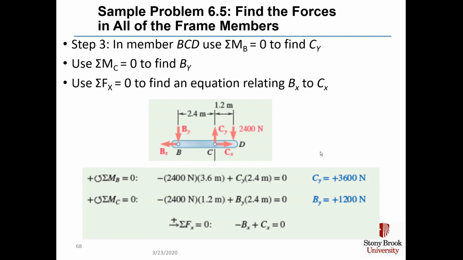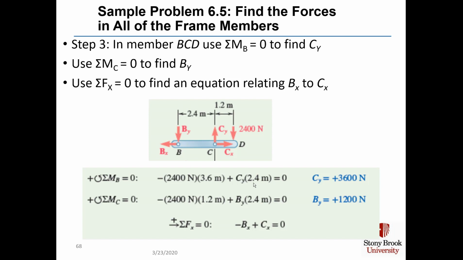In member BCD, we're going to sum the moments around point B, set that to 0, and that will allow us to find C sub y. We have our minus 2,400 newton force. It's got its lever arm of 3.6 meters, and it's rotating clockwise around point B. We add to that a moment from force C sub y, rotating counterclockwise around B at a distance of 2.4 meters. C sub y equals 3,600 newtons, shown in the direction that we have in the diagram.